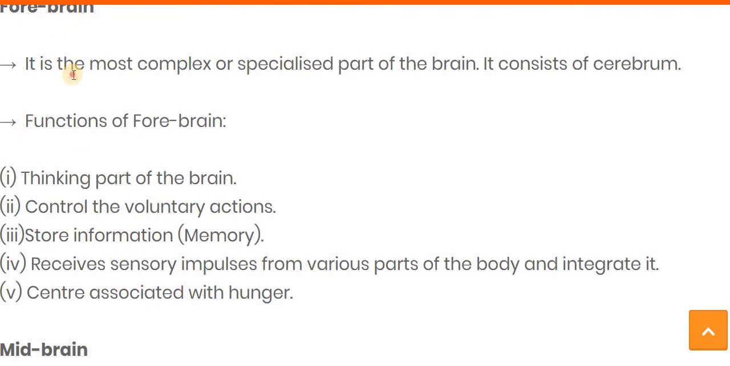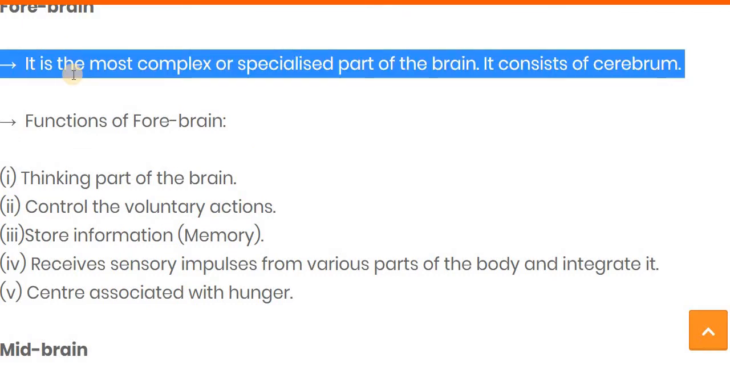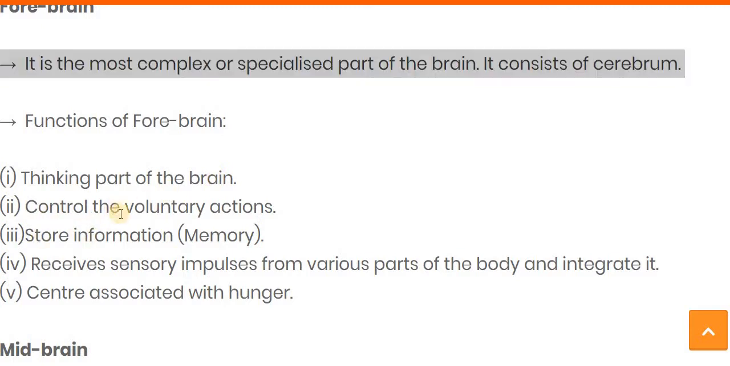It is the most complex, or you can say the most specialized part of the brain, and it consists of the cerebrum. If asked to write down the largest part of the brain, then it is called the cerebrum. Cerebrum is the largest part of the brain. Now let's see the function of the forebrain. The main function of the forebrain is thinking, and it also controls voluntary action.